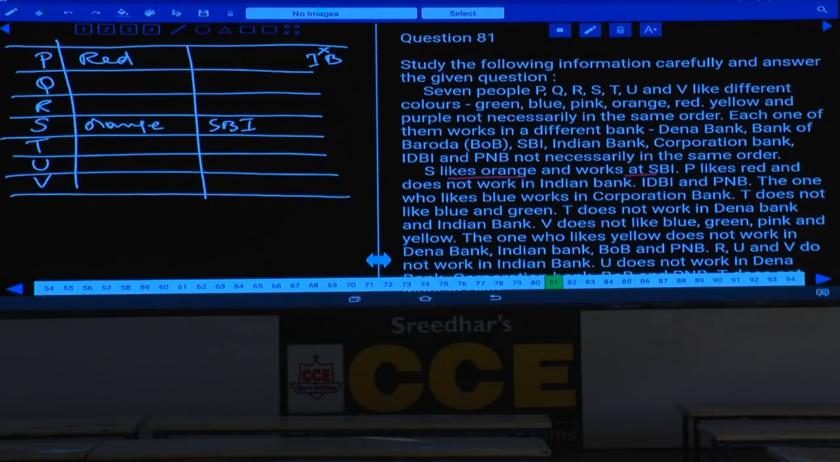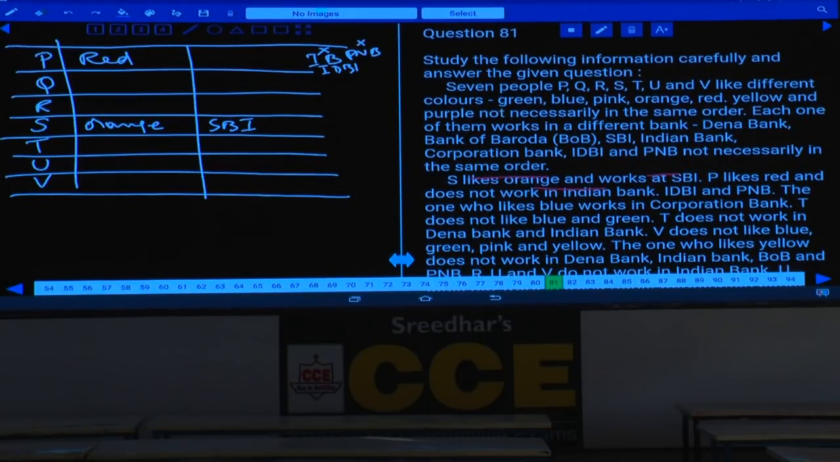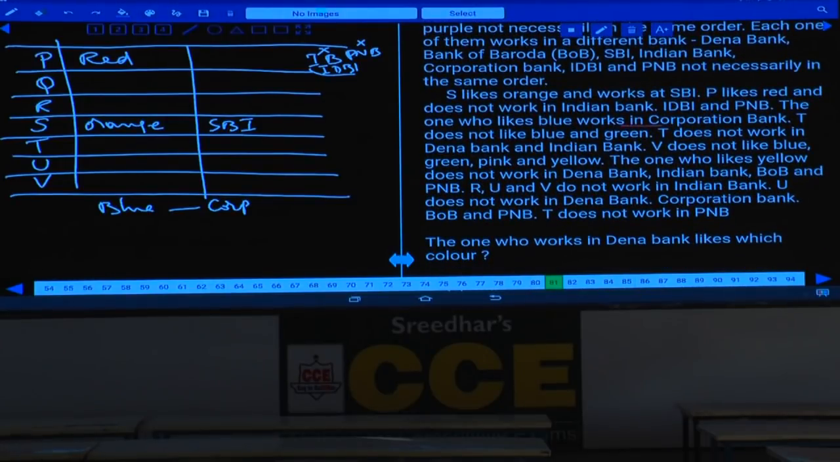P does not work in Indian Bank, IDBI and PNB. Now this person is not working in any one of these 3 banks. And the one who likes blue works in Corporation Bank. The color is blue and that person works in which bank? Corporation Bank. And T does not like blue and green. As T does not like blue and green, blue and green are ruled out for this T.